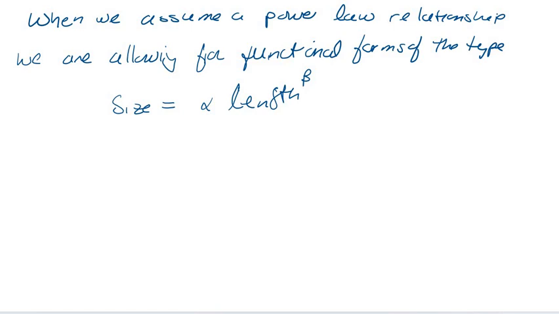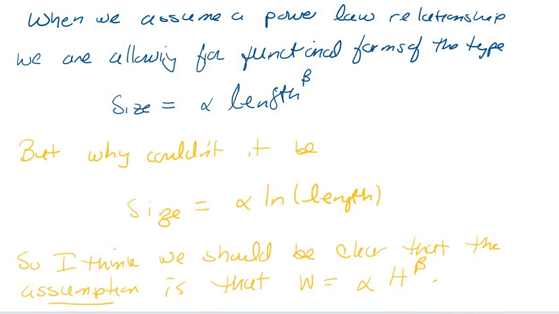Size is equal to alpha times length to the beta, where beta is not what we expected it to be. But that doesn't mean that you can't assume some other functional form. We're making this assumption that this is the relationship. It could have been size is equal to alpha times the natural log of length. So I do think we should be clear that the assumption is that weight is equal to alpha times h to the b, that we're assuming that functional form.